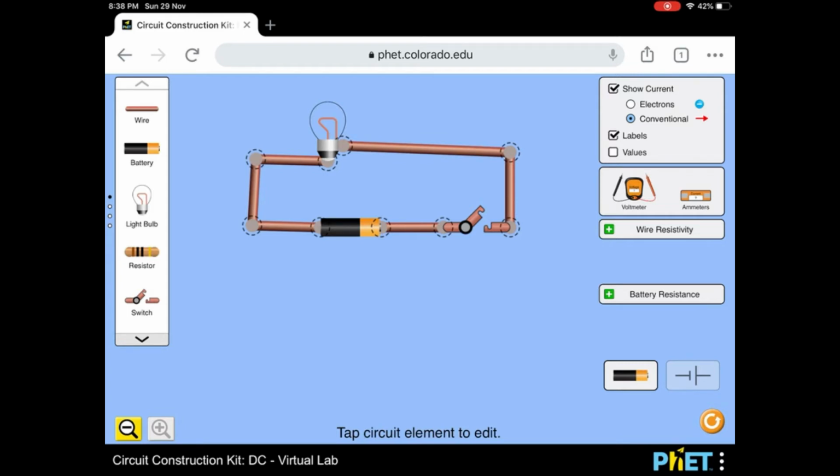But still, as you can see, the current is not flowing in the circuit. The bulb is not glowing, right? Why so? Because the switch is still in open condition. Now let us close the switch and let us see what happens.